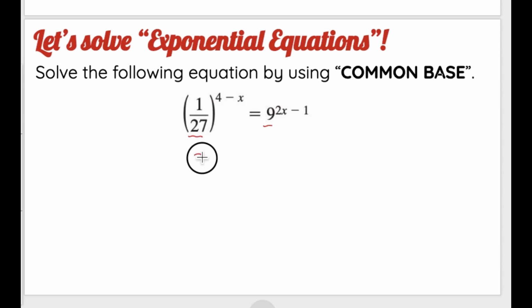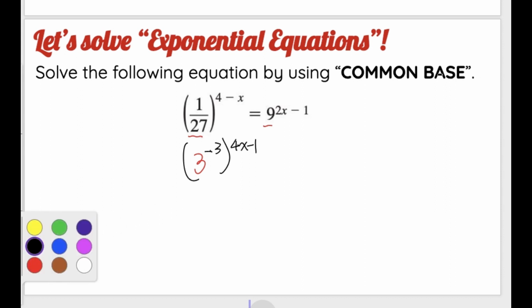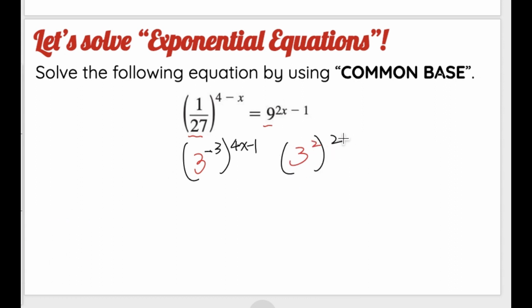So I'm going to rewrite this one by using 3. And 3 to the negative 3 is going to be the answer for 1 over 27. And for the other one, we're still going to use 3 squared, which is 9. And we just copy down what I have left. So in that case, as you can see, we actually have the same base. But let's simplify a little bit.